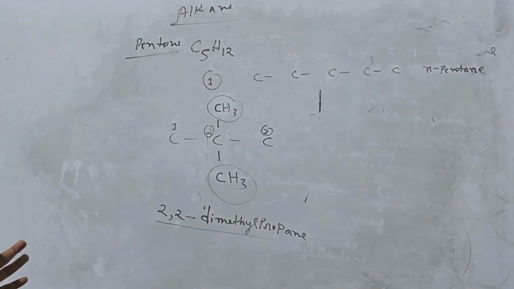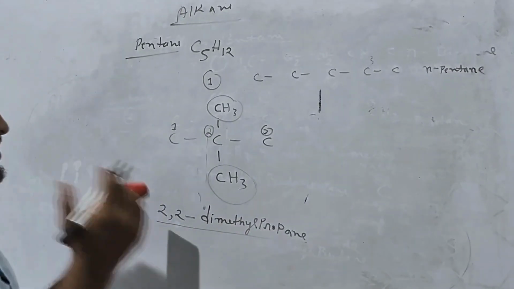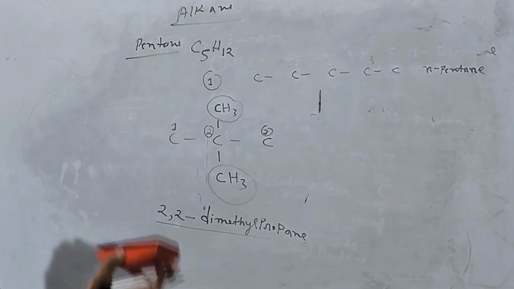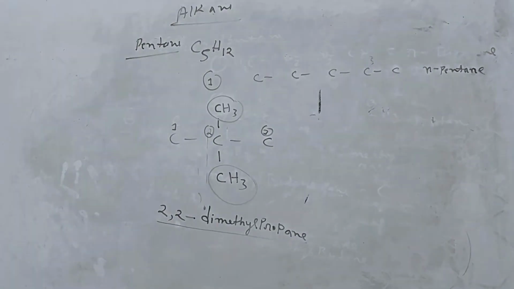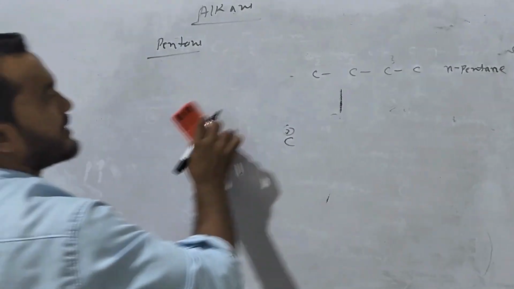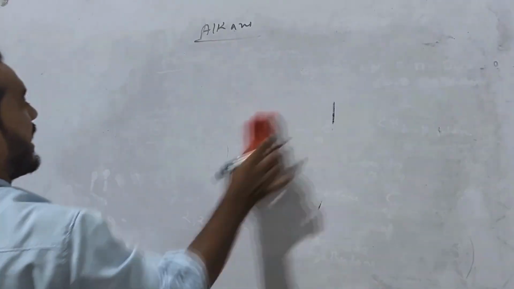So in total 3 structural isomers we can draw from pentane. Okay, so have a screenshot. Let me rub it. So now let's check for hexane.